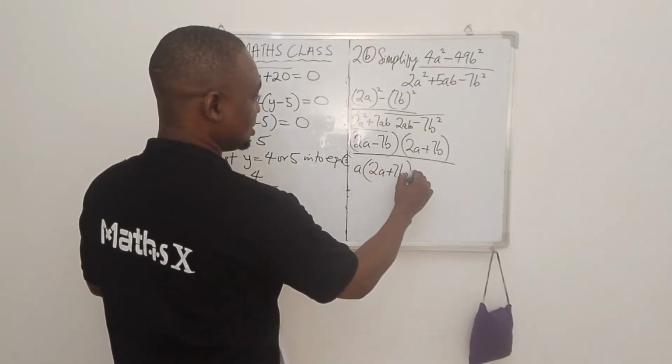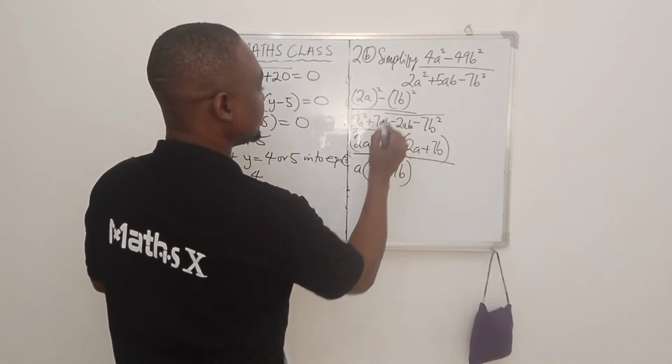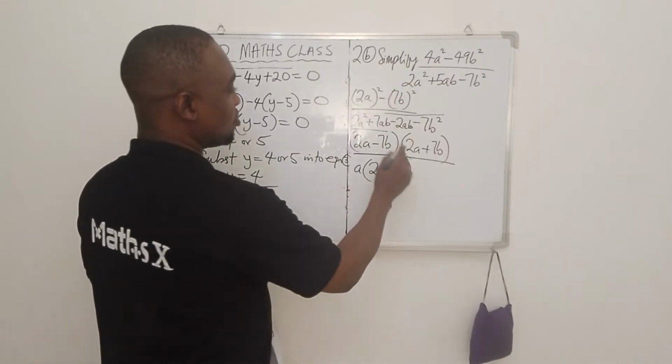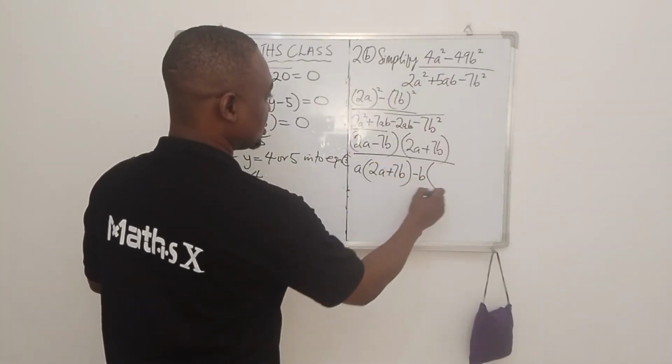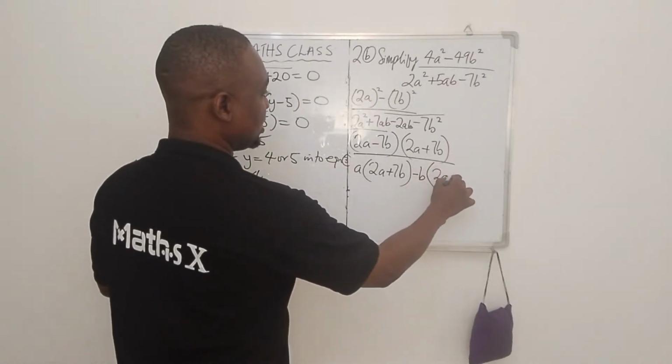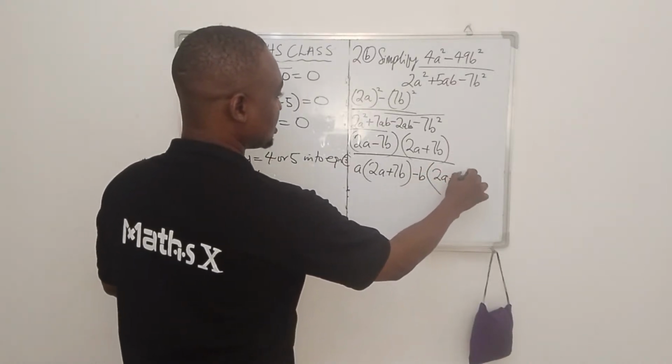Here, what is common is, there's a minus sign here, please. Pardon me for this. There's a minus sign here. What is common here is minus b. So we have 2a plus 7b.